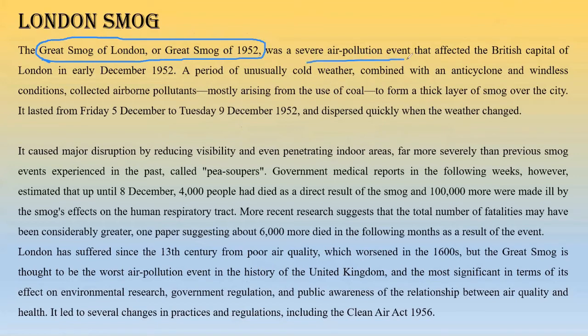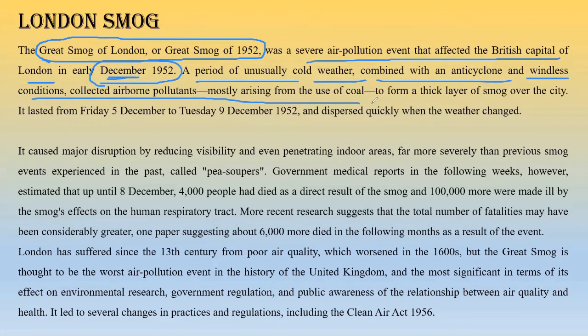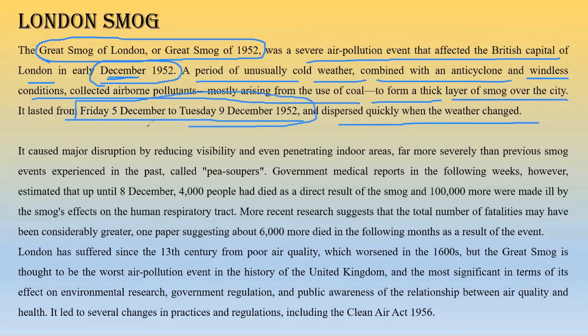Okay, it was a severe air pollution event that affected the British capital London in December 1952. Okay, December means winter season, right? A period of unusually cold weather, anticyclone, and windless conditions collected airborne pollutants. Okay, a thick layer of smog over the city. It was formed from Friday 5th December to Tuesday 9th December 1952 and dispersed quickly when the weather changed. Okay, now fine. This is the time span of around 5 days.